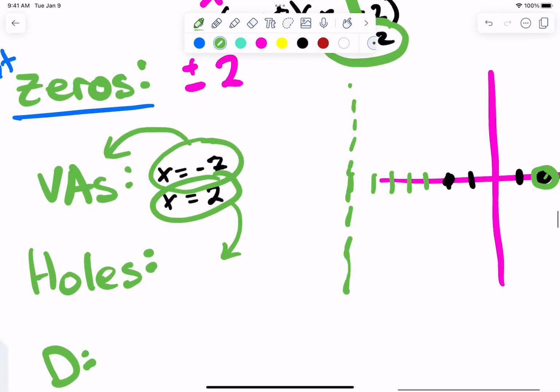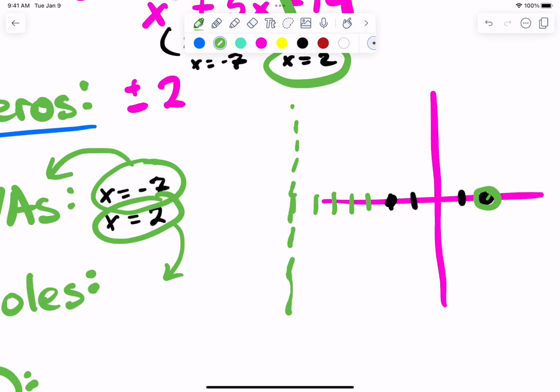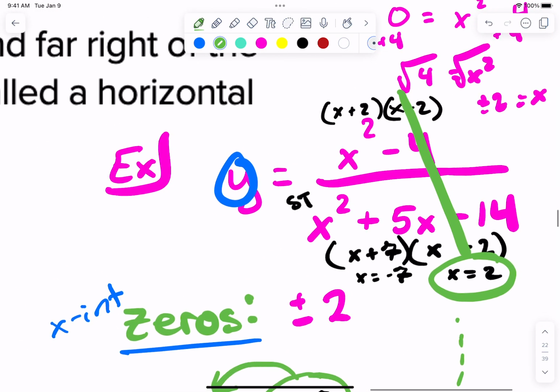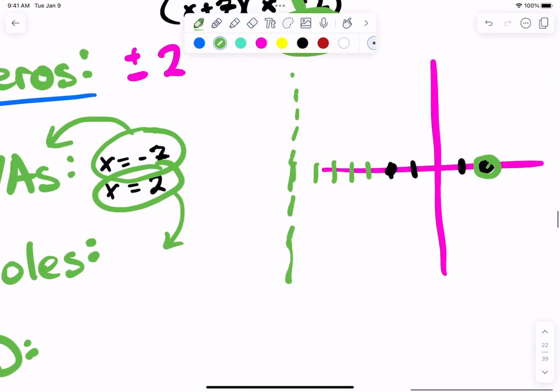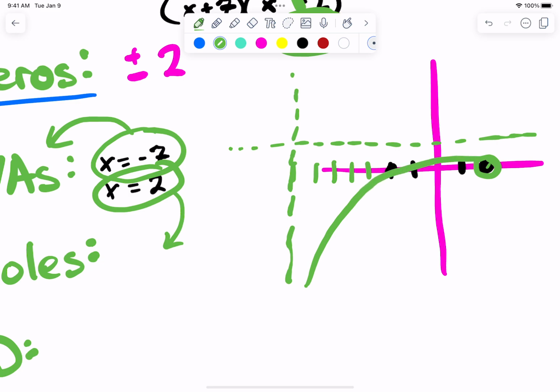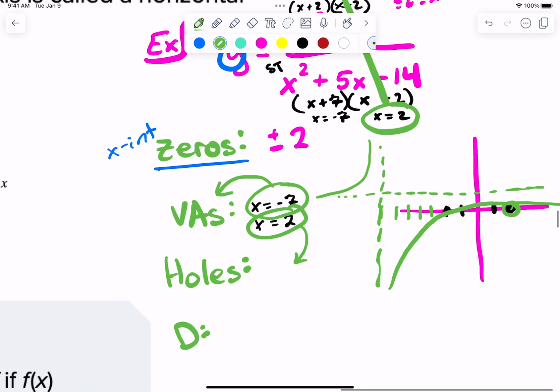And I don't know what else he looks like. He might be doing some weird stuff, like my horizontal asymptote is at 1. You don't know how to find that yet, but you will. So he looks like this. And he's doing something like this maybe. The horizontal asymptote's easy to find, but we'll wait to do that tomorrow.